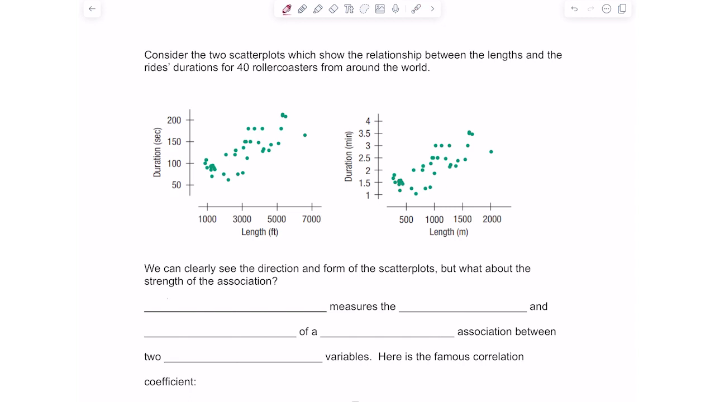We're gonna look at something called correlation, and correlation measures the strength and direction of a linear association between two quantitative variables. And that's really important. So if your relationship is not linear, correlation's kind of meaningless.